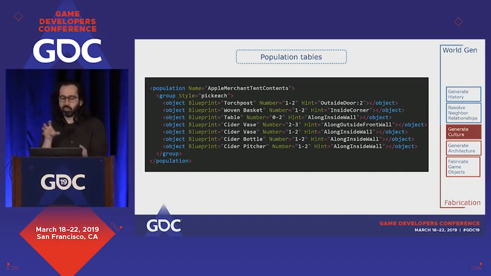And then the actual consumer of this table, whoever is calling into it, is going to know what to do with those hints. So for instance, if we're populating a building, the consumer knows, inside corner, place this in the inside corner of a building, which we've sketched out already. If we're populating something else like someone's inventory, these hints would be meaningless and we would just ignore them. We wouldn't even include them in the data.